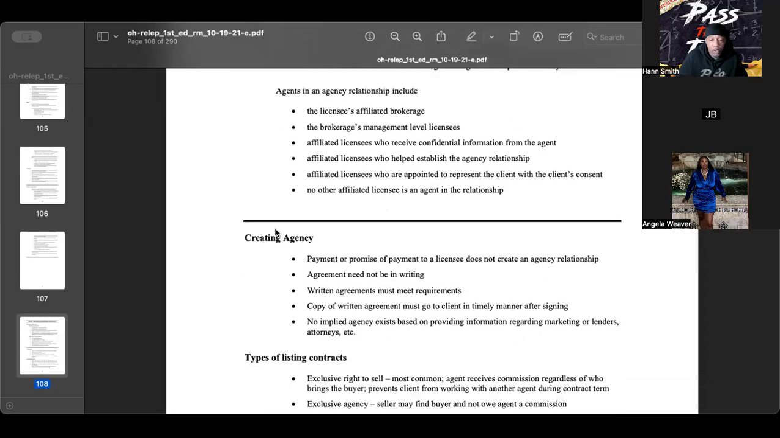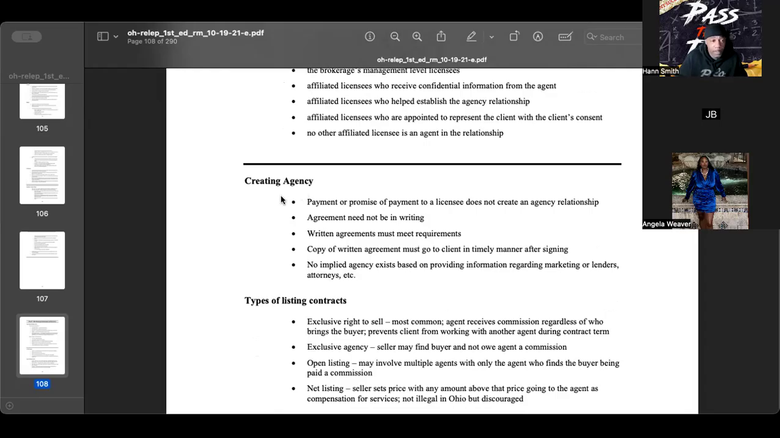All right. Now, creating agency, here's some important things. Payment or promise of payment to a licensee does not create an agency relationship. Just because somebody's saying they're going to pay you to do something, you don't have an agency relationship with them. The agreement need not be in writing, but it behooves you to get it in writing, because if it's not in writing, it's what? Unenforceable, right? The agreement may be verbal, but it's going to be hard for you to get a court to acknowledge that. And it may be valid.